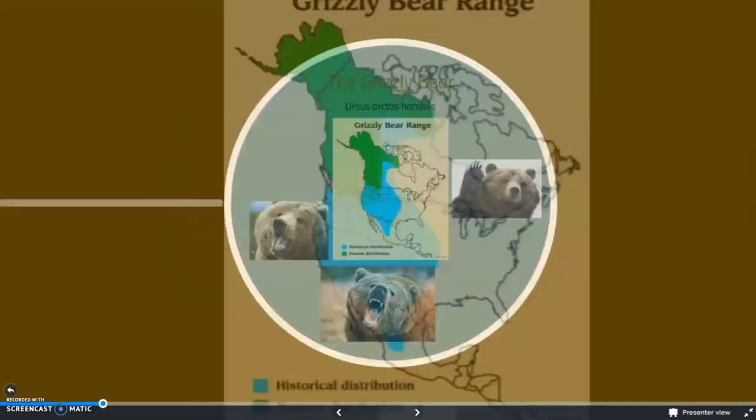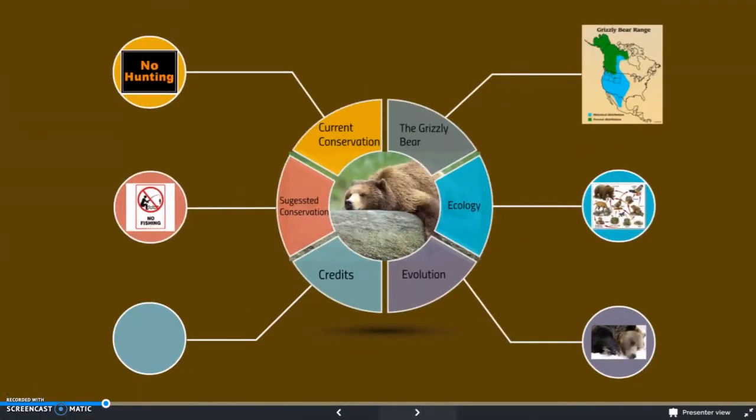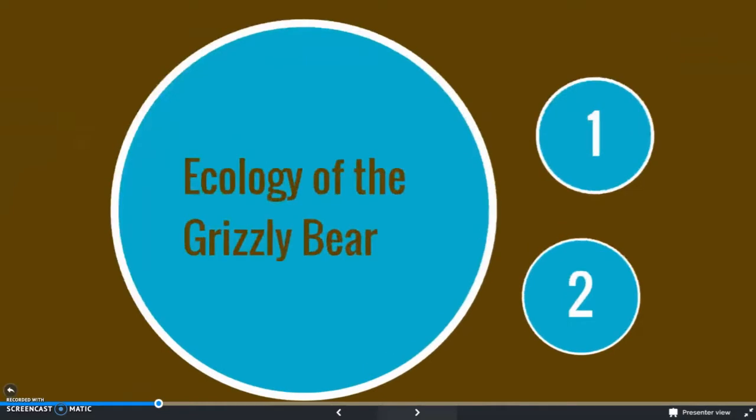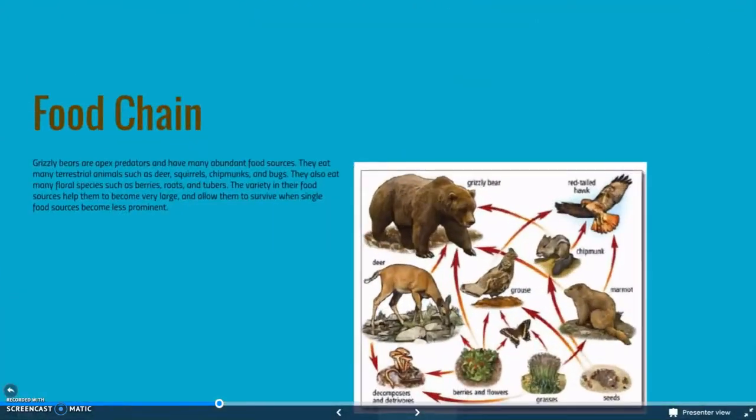Next, I will be discussing the ecology of the grizzly bear. Grizzly bears are apex predators and have a wide variety of food sources. These food sources range from large mammals like deer, to bugs, and even to roots and tubers.